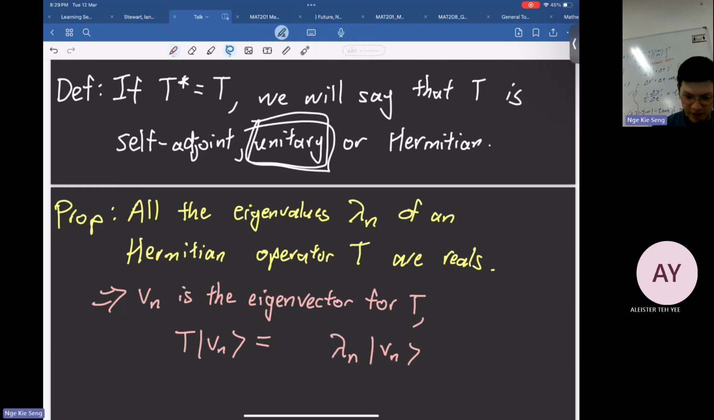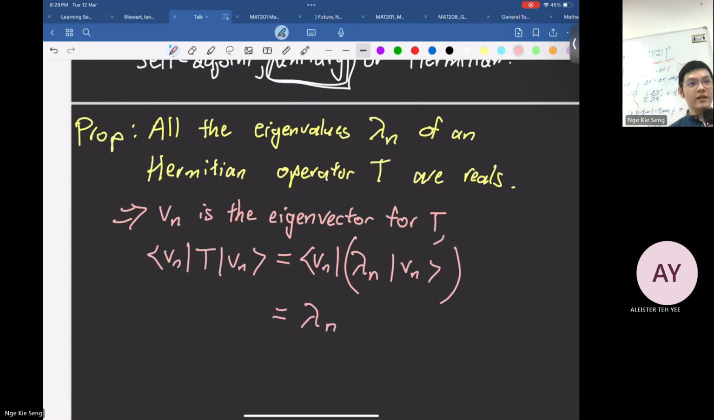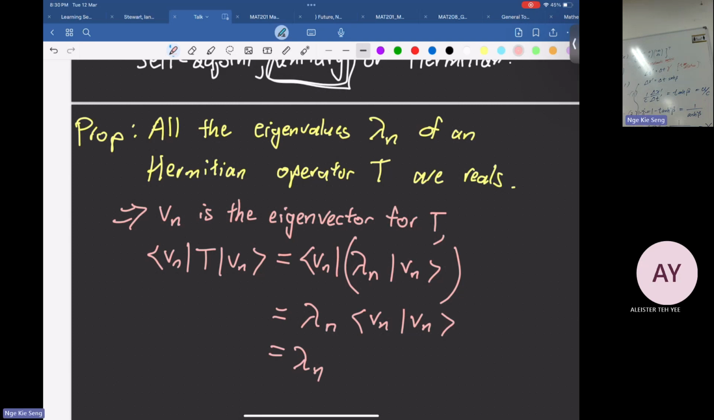What can I do? I can put a bra here. You should think of this as a linear map on this vector Vn. Because it is a linear map, I can pull the scalar lambda n out, and then I pair Vn with Vn. What is the dual of Vn? The dual of Vn is the one that evaluates Vn to 1. Yeah, the Kronecker delta. So if I write it in this form, I can read out what the eigenvalue is.